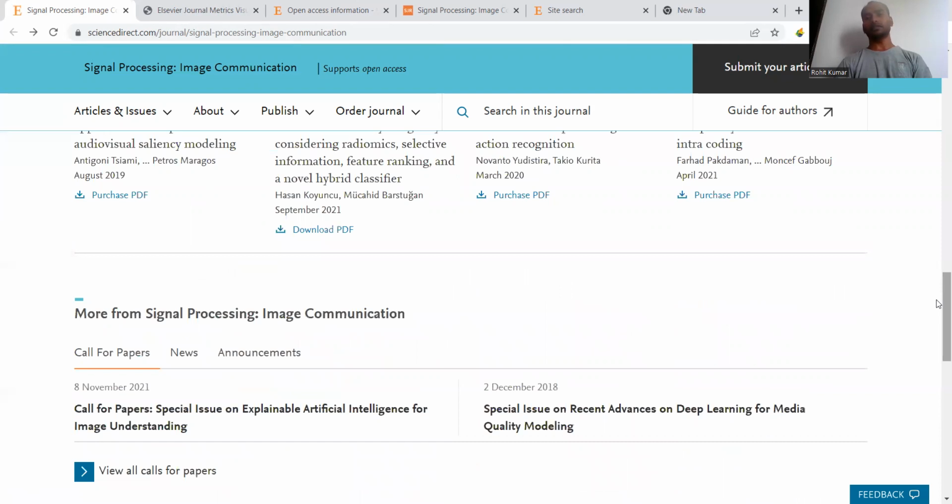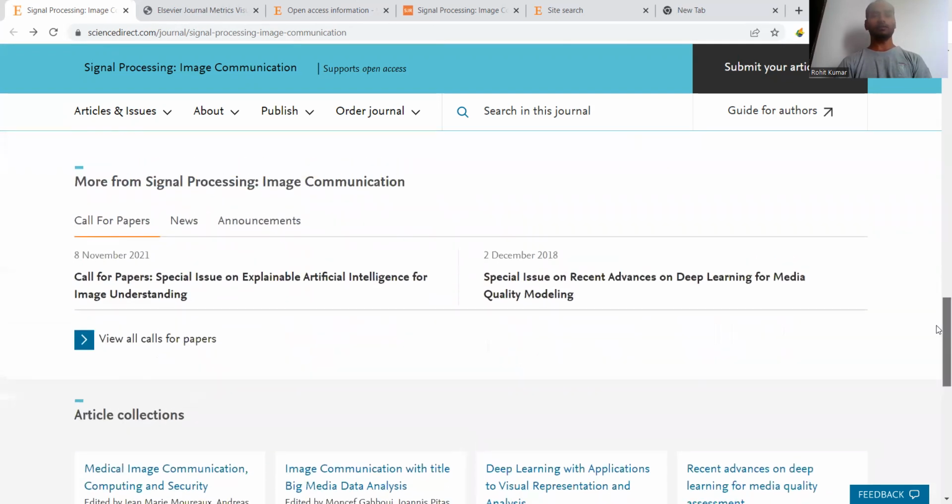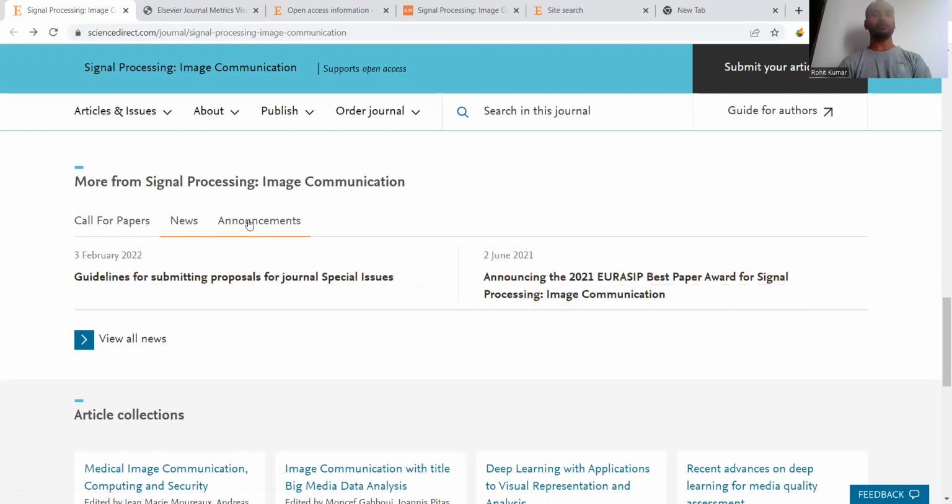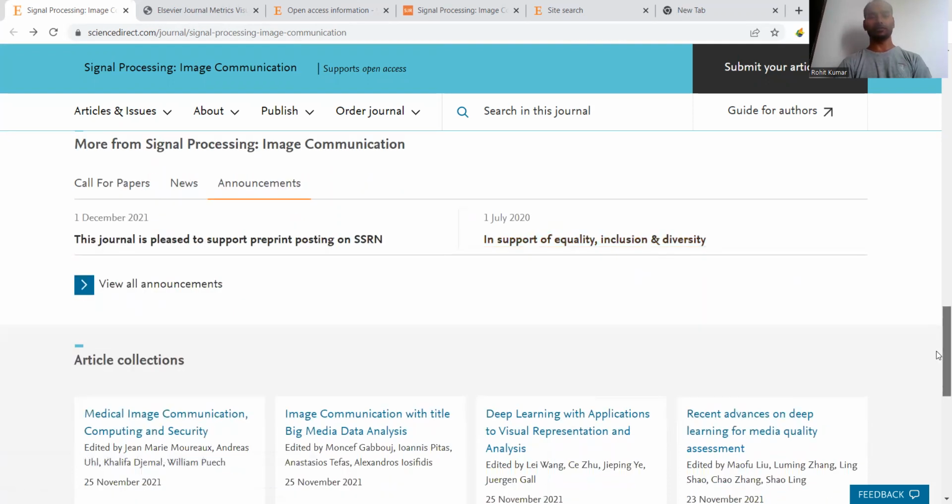Even based on citations, people do categorize the most popular. So again, journal to journal, all these things vary. Then call for papers means if some special issues are listed, you can see the special issue details here, then some of the related news and announcement information from here.